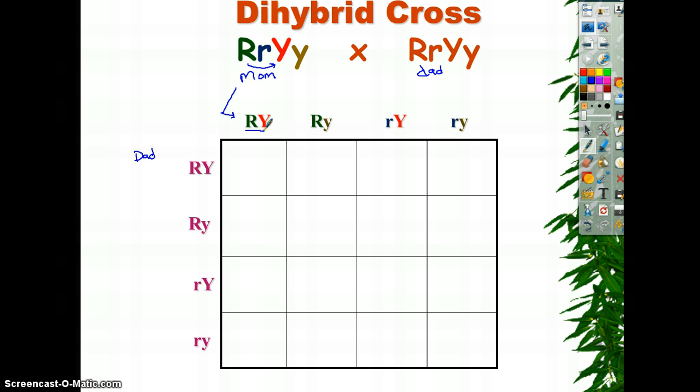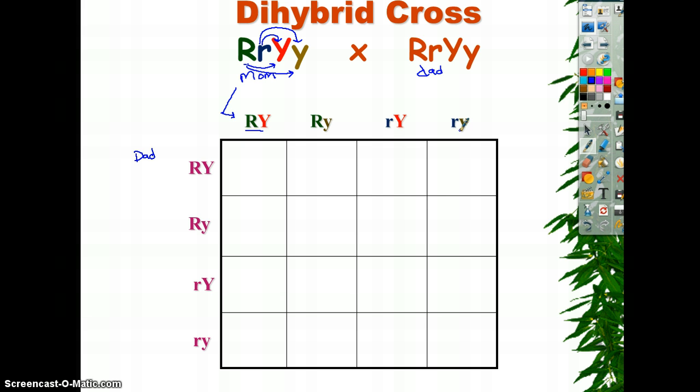Then you want to take that first R, but now you're going to mix it with the second Y. Big R, little y. So we've taken that first R and we've mixed it with all possible y's. Now take the second R, mix it with the first y, so you have little r, big Y. Then you take the second R and you mix it with the second Y, little r, little y. And you would do the same thing down the side.